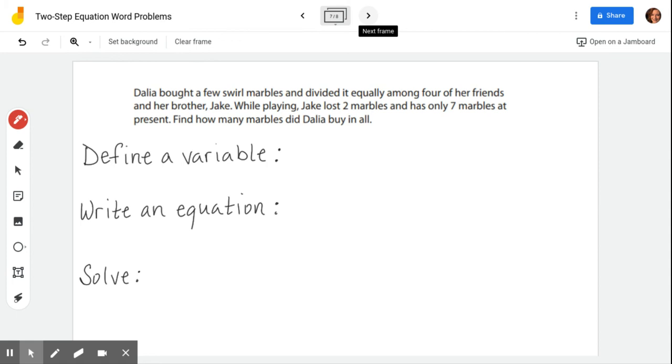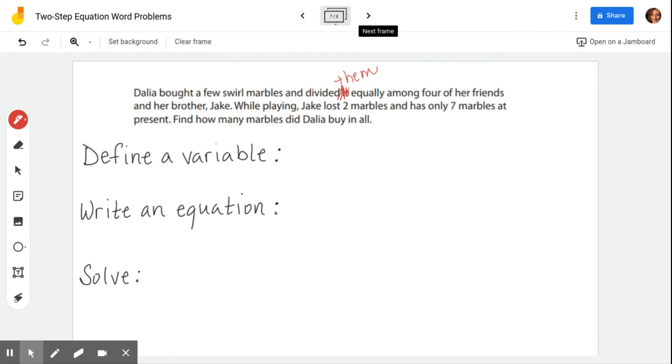Last one. Dahlia bought a few swirl marbles and divided it equally. You know what? Grammar check. Shouldn't that say them? That just bugs me. I stole this from something else. I didn't write that problem, but that bugs me. I have to fix it. Yes, I am a little OCD.